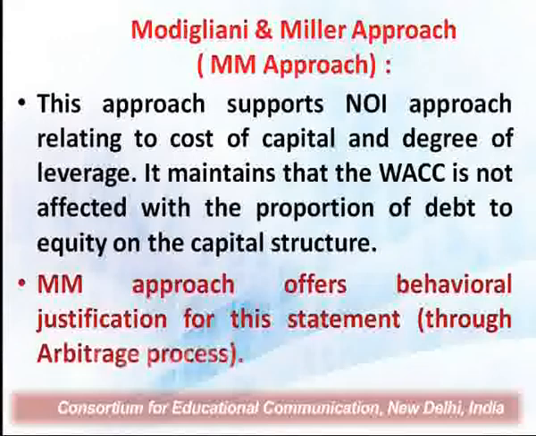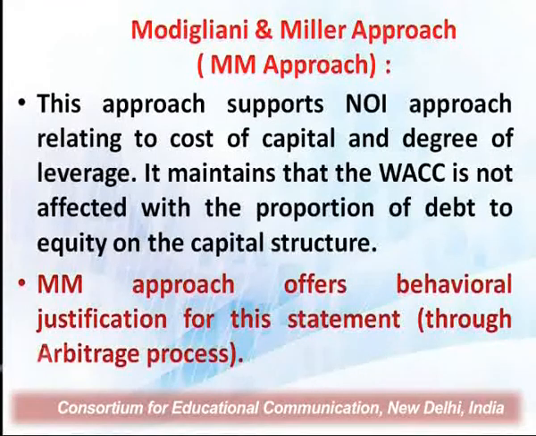It actually offers a behavioral justification for this statement, and this behavioral justification is given by a process called the arbitrage process. I'll tell you what the arbitrage process is and how it works in due course of my discussion. But remember, this is the point where the Modigliani and Miller approach differs from the NOI approach. The NOI approach gave you a formula to calculate the value of firm. It said that KD is constant, whereas Modigliani and Miller gave us a behavioral justification in the name of the arbitrage process.